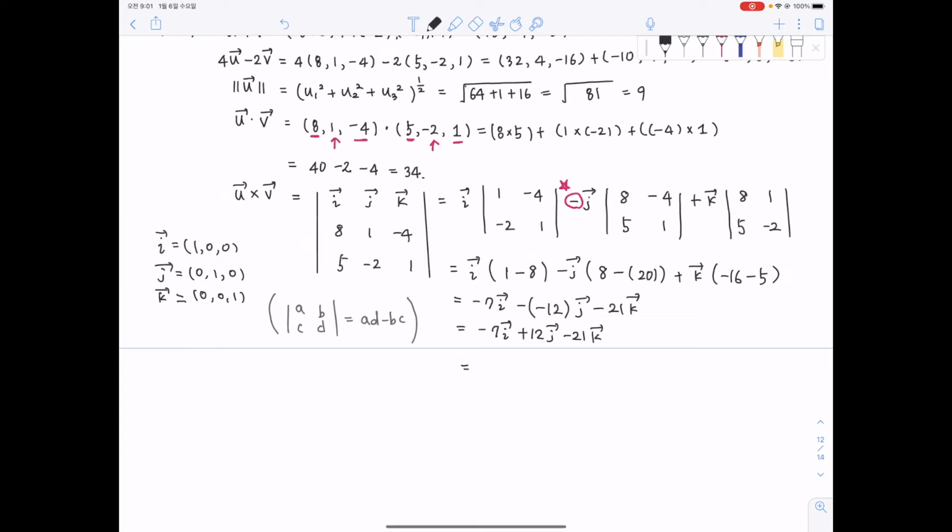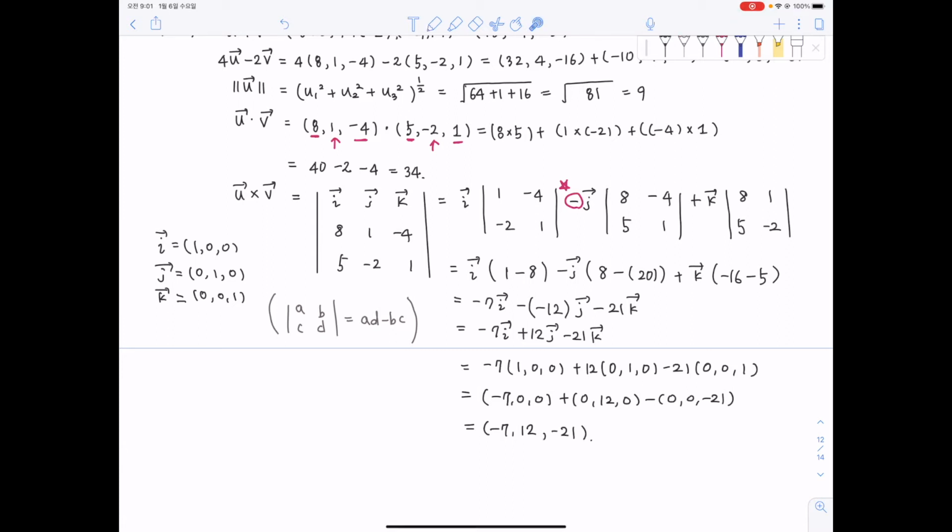And we also can say that you can finish the solution here, but if you want to change this form to the coordinate representation, then you can say that i is 1, 0, 0, and j is 0, 1, 0, and k is 0, 0, 1. So it is minus 7, 0, 0, and it is 0, 12, 0, and 0, 0, minus 21. So it is minus 7, 12, minus 21, like this.